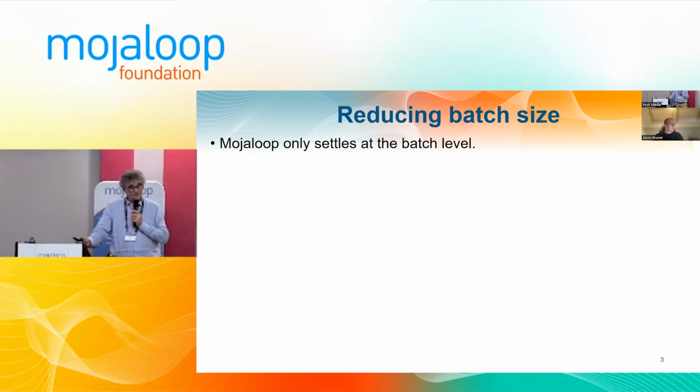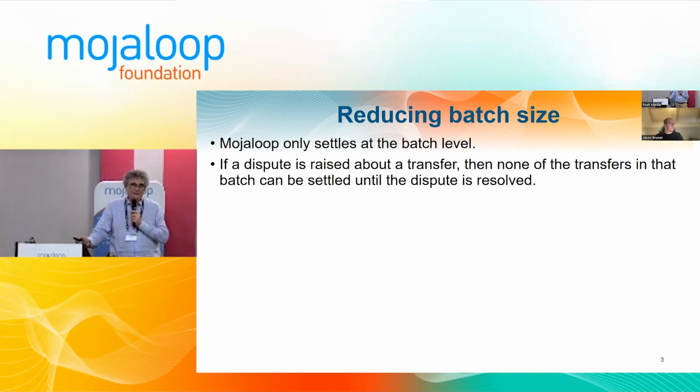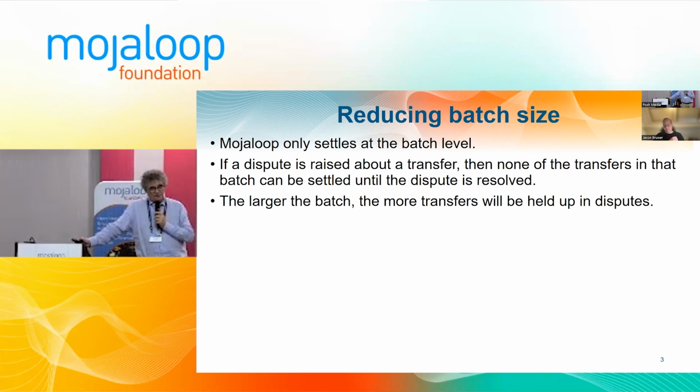Why do we want to do this? Well, we only settle at the batch level. We don't have a mechanism for settling individual transfers or groups of transfers except at the batch level. Now, if a dispute is raised about a transfer, then that means that none of the transfers in that batch can be settled until the dispute is resolved. The larger the batch, it's obvious really, the more transfers will be held up if a dispute is raised. Now, I know that we work hard in the Modular Loop system to make sure that there won't be disputes. But if there are, we want them to have minimum impact on the system.